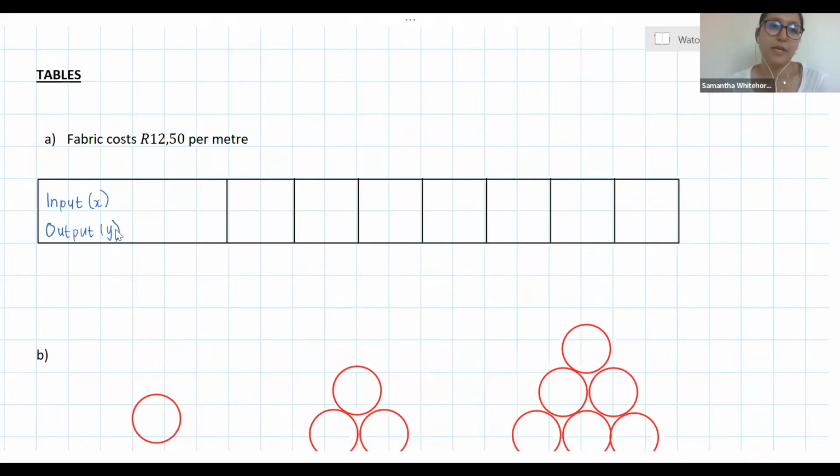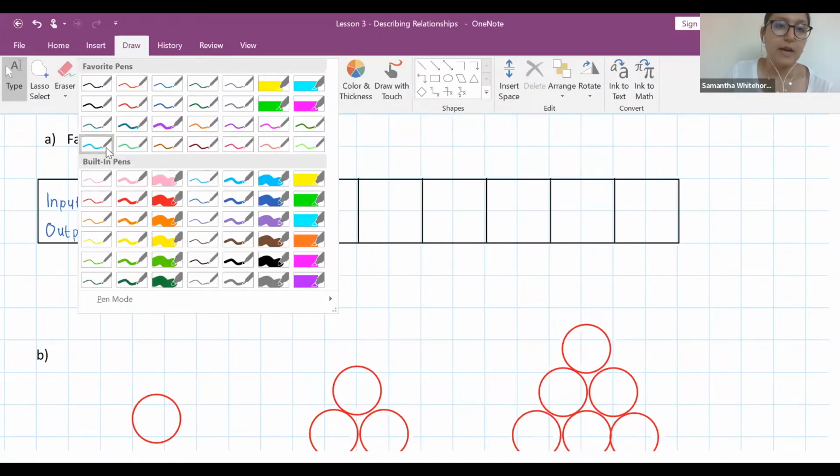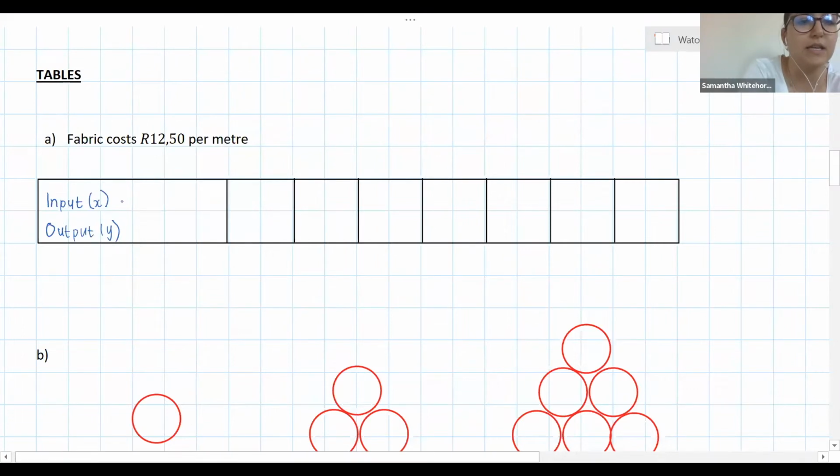So in this example, we've got fabric that costs 12 Rand 50 per meter. If we think about what our input is, our input would be how many meters of fabric I buy. That is going to determine how much I end up paying for my material. So if we want to make our table scenario specific, we can say that this is the number of meters that we buy. That would be our input. That determines how much it's going to cost me. My output would then be exactly as I just said, the cost.